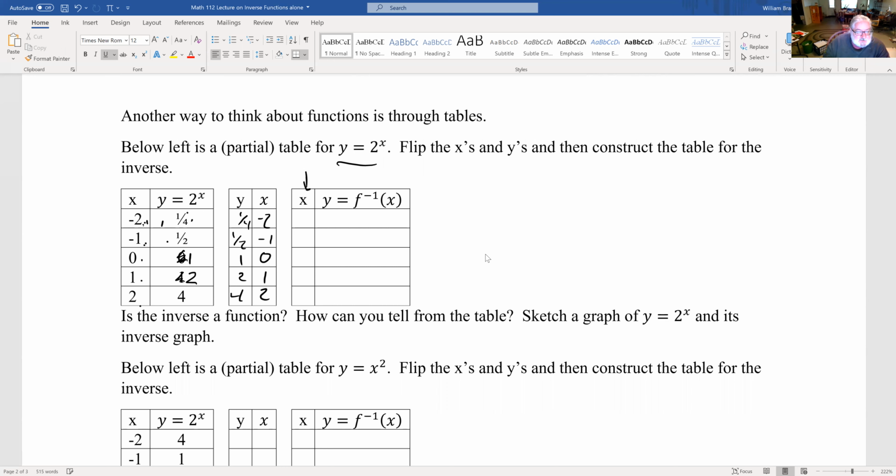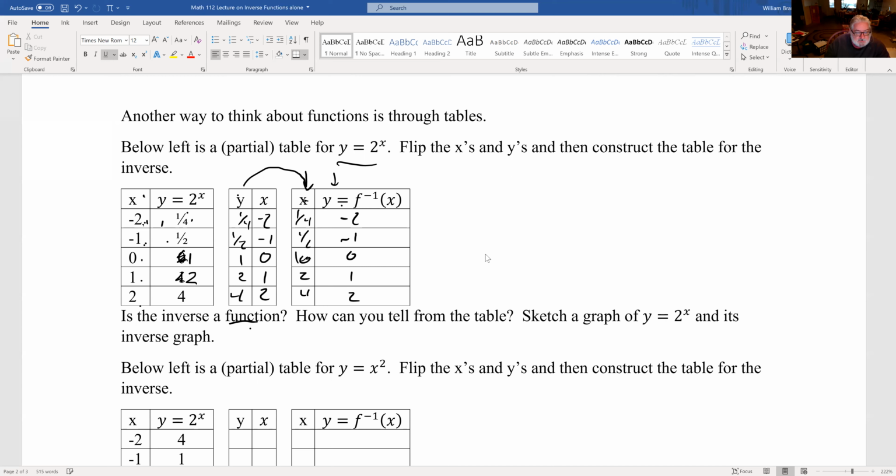Generally, though, we want the first column to be x's and the second column to be y's, just to keep our notation straight. So we will relabel this as 1/4, 1/2, 1, 2, 4, just renaming the y's into x's, and then minus 2, minus 1, 0, 1, 2. And so there's our inverse function written with x, and the second column is y. We got that by taking our original function, switching the x's and y's, just flipping the columns, and then relabeling. So is the inverse a function?